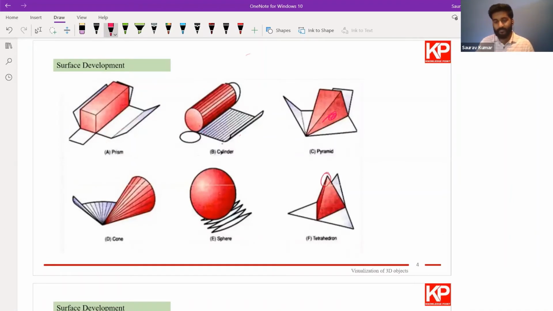We have seen the tetrahedron case. So we have the base, and then these triangles which will cover up all the sides. Is it all clear to you guys till now? All these examples I'm showing here. Yes, sir.